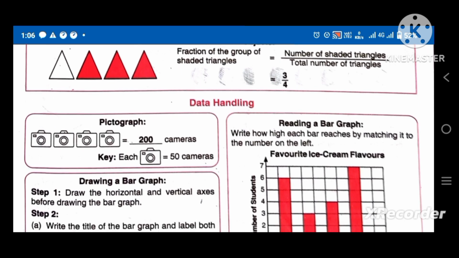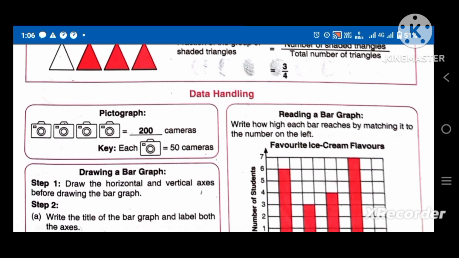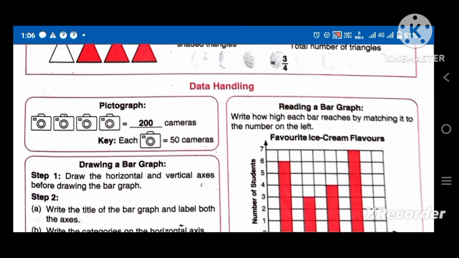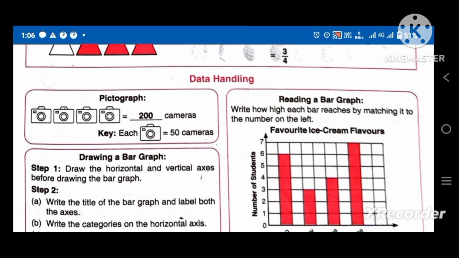Drawing a bar graph. Step 1. Draw the horizontal and vertical axis before drawing the bar graph. Step 2. A. Write the title of the bar graph and label both the axes.